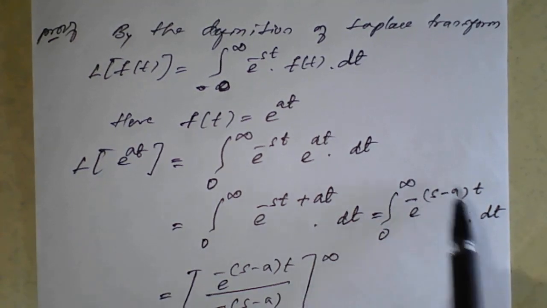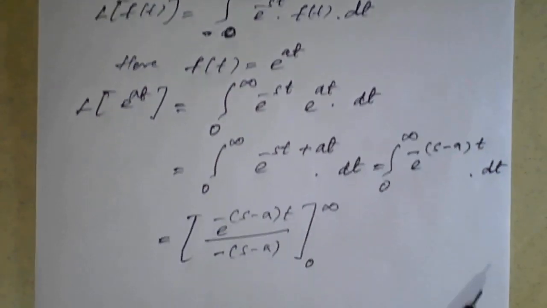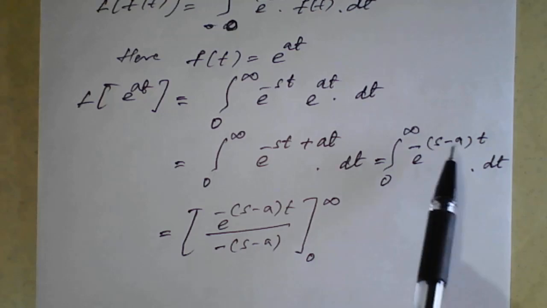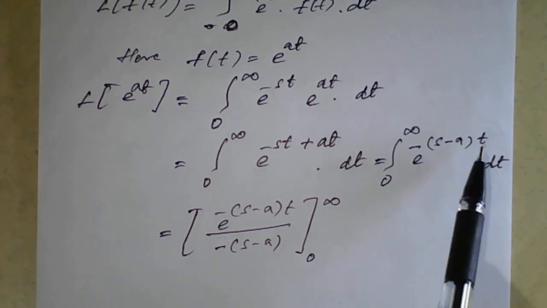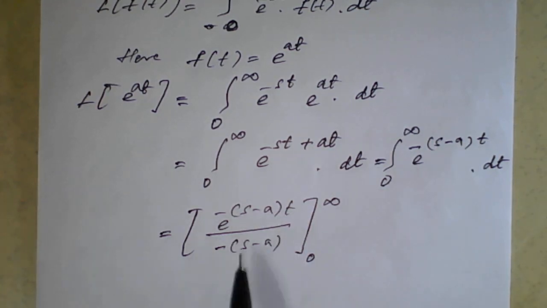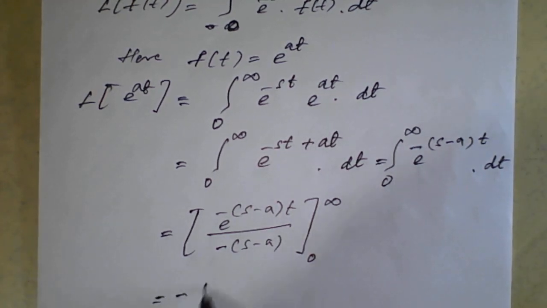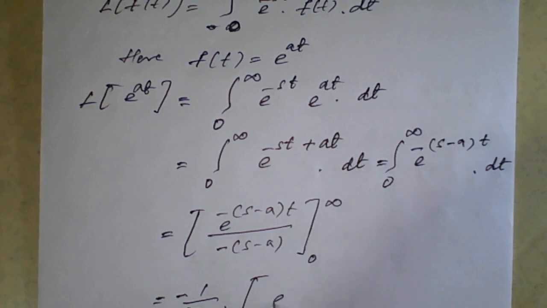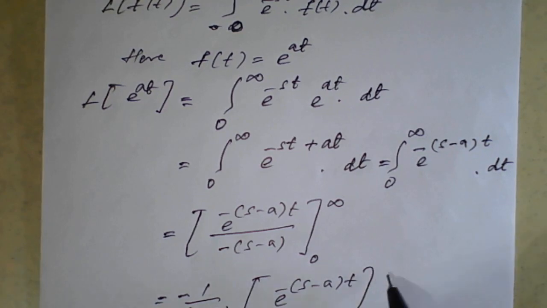So e raised to a constant times t, this constant will remain as it is. So e raised to minus times s minus a into t, divided by the differentiation of minus times s minus a of t, which is minus times s minus a. So we got this integration. Once we have the integration, we need to apply the upper and lower limits. So 1 upon minus s minus a, that is minus 1 upon s minus a, I will keep outside, times e raised to minus times s minus a of t, limit from 0 to infinity.